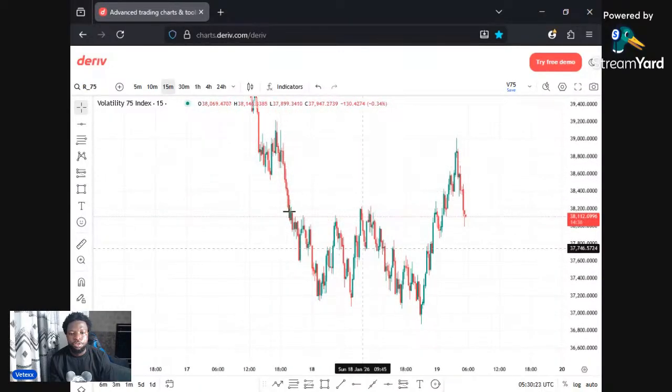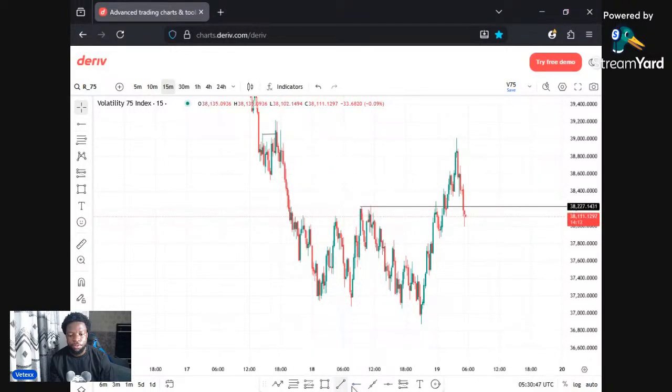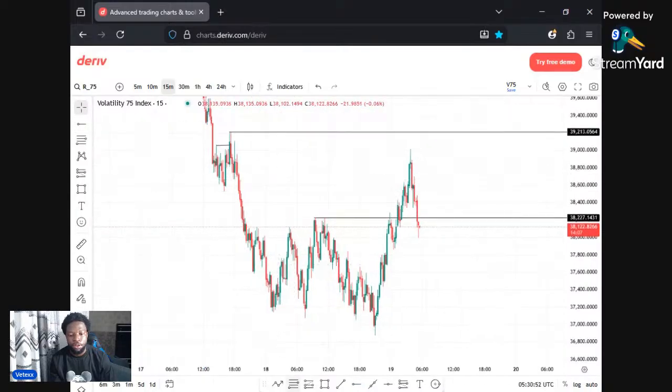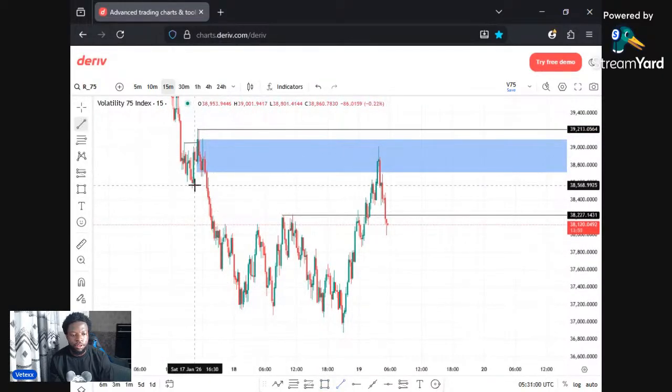This is supposed to be a continuation, but the only problem we had with this was price has been oversold already. There's something called the premium zone and the discount zone. When price gets to a certain point, for you to be on the safe side, you just need to avoid taking trades at that point. So this was supposed to be a very good trade, but because it has been oversold already, we just sit on our hands and wait for another higher time frame structure to form. So this was supposed to be a trade we should have taken.